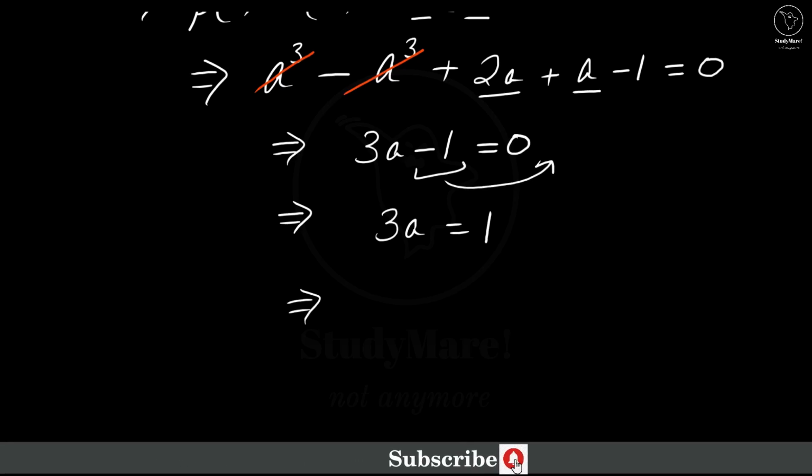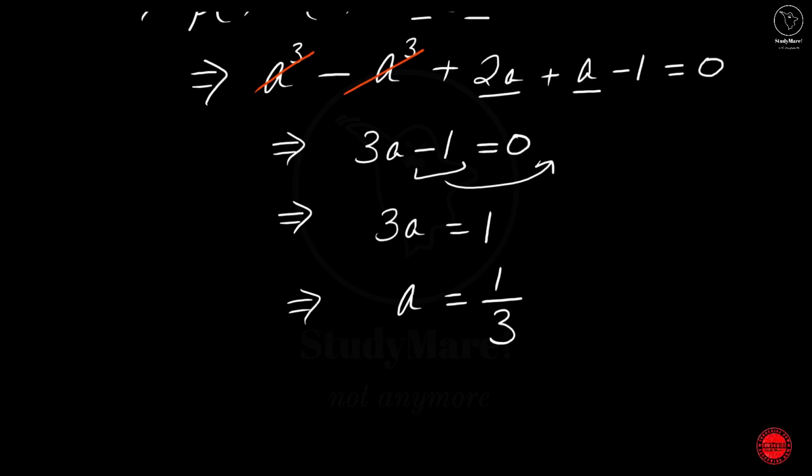And further ahead, we use cross multiplication to get the value of a, which comes out to be 1 by 3. This 3 has moved to the denominator. Thus, we get 1 by 3 as the value of a.